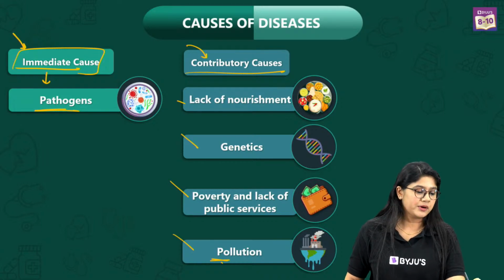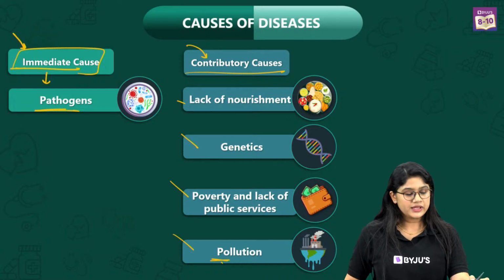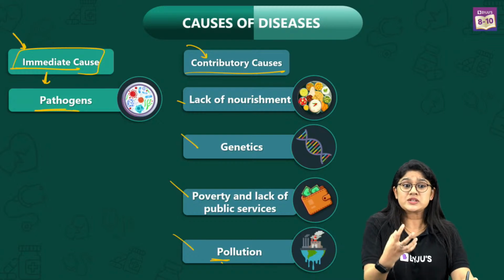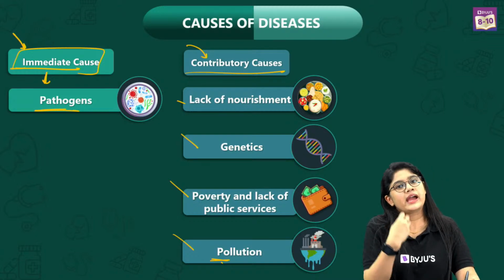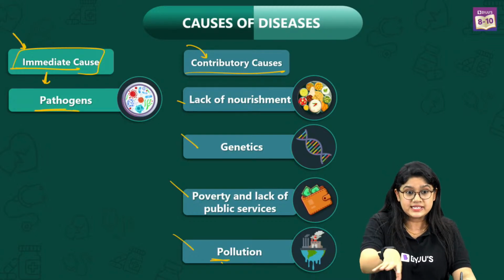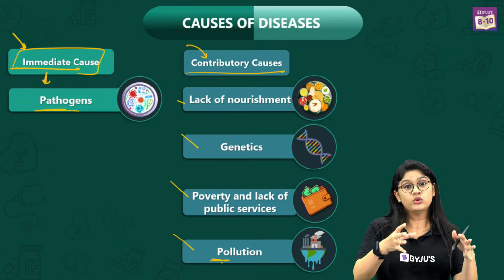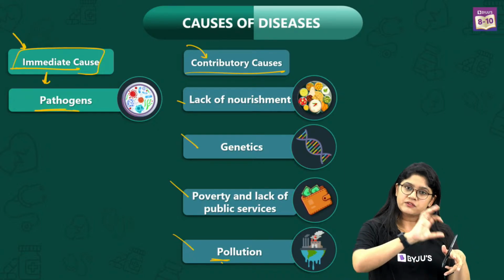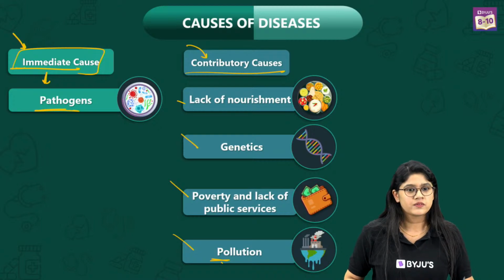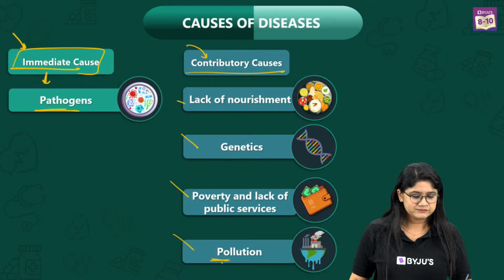So over here we are talking about the immediate cause, right? When we talk about pathogens, they cause the disease immediately. They enter into our body and of course we will have the disease. Over here we have the contributory causes, right? These can contribute to a person getting a disease. So that's a major difference between these two.